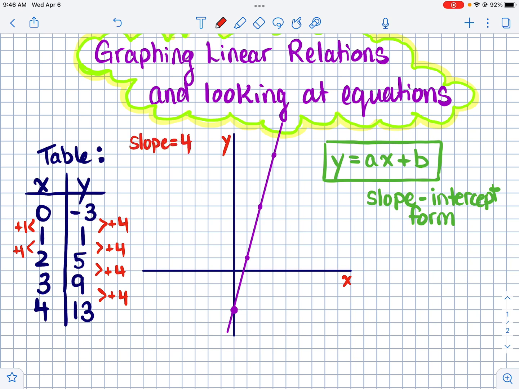I can also tell that from the graph by picking 2 points and seeing that those points have a rise of 4 and a run of 1. So I can tell that my slope is 4.